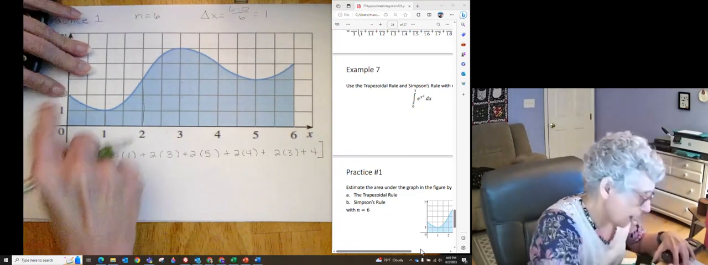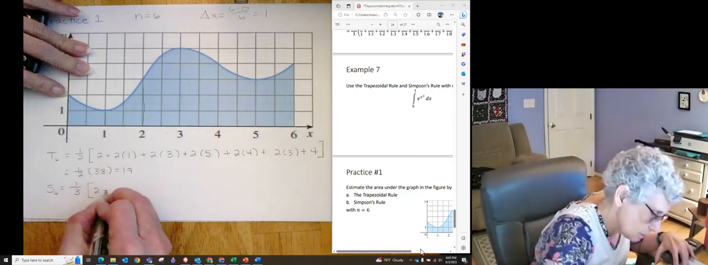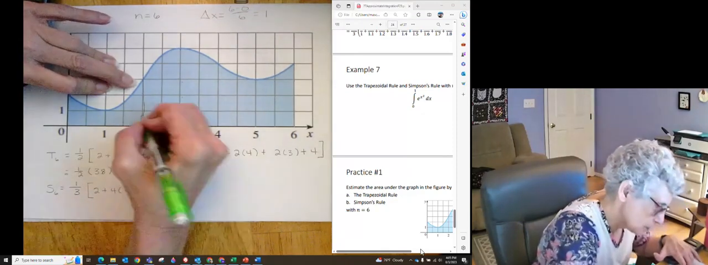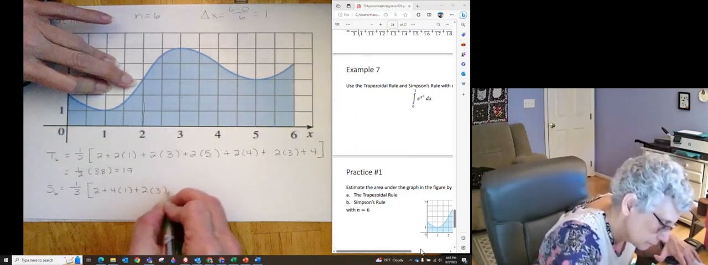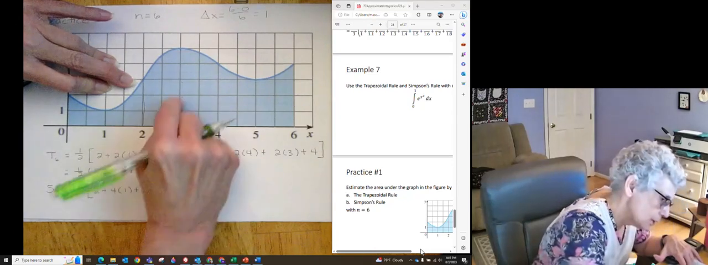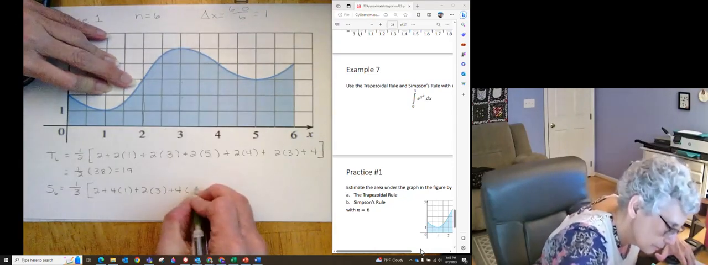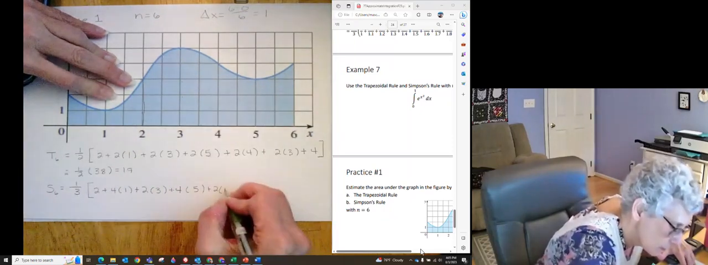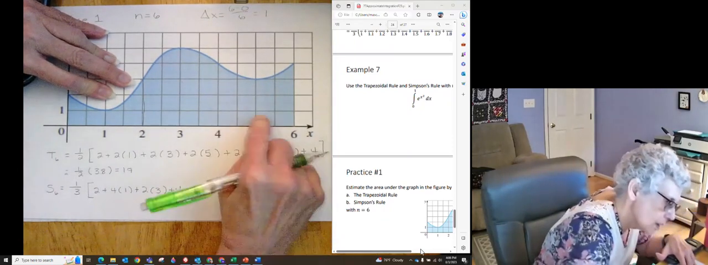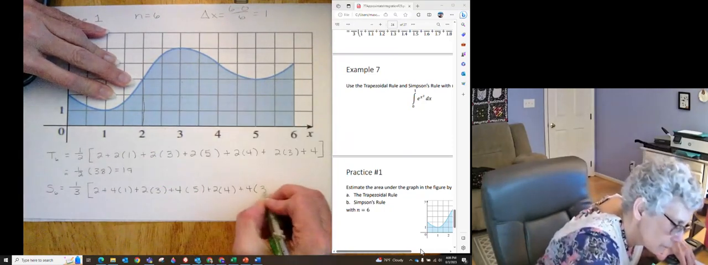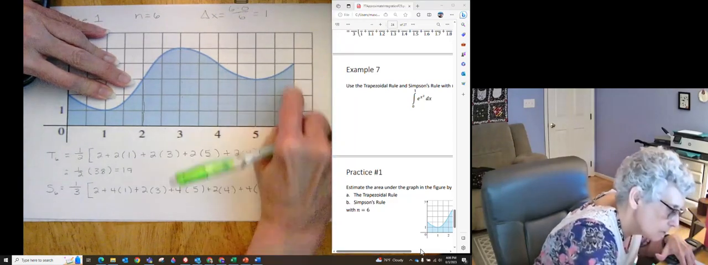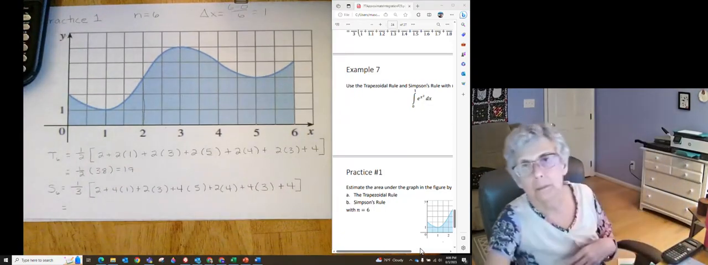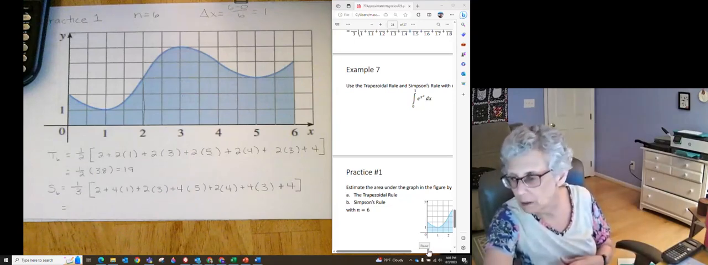Same outputs here. So we have 2. Then we have 4 times 1. We have 2 times 1, 2, 3. We have 4 times 1, 2, 3, 4, 5. We have 2 times 1, 2, 3, 4. We have 4 times 1, 2, 3. 1, 2, 3, 4. I'm going to do the arithmetic and we'll come back and compare answers.